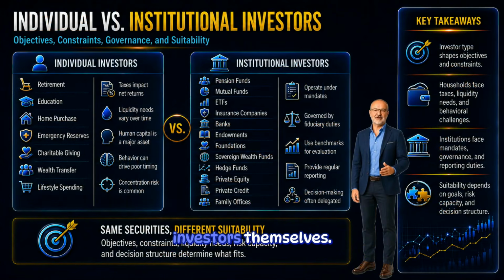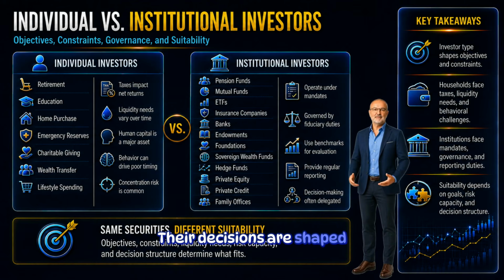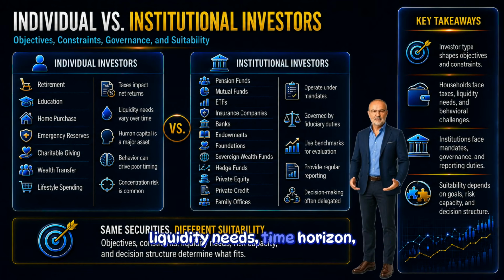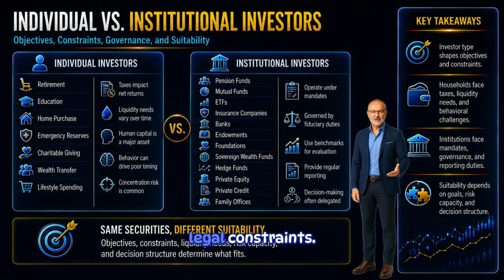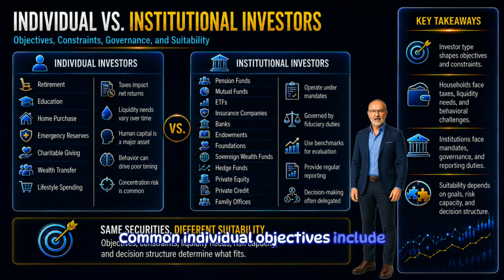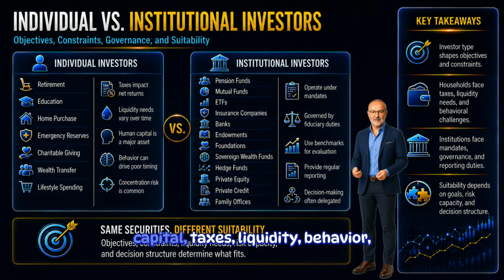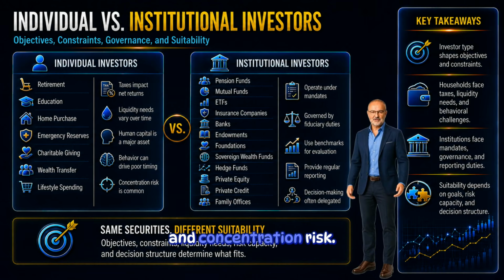Now, let's consider the investors themselves. Individual investors invest on behalf of themselves, their families, or closely held entities. Their decisions are shaped by personal goals, risk tolerance, taxes, employment income, liquidity needs, time horizon, financial knowledge, behavior, and legal constraints. Common individual objectives include retirement funding, education funding, home purchases, emergency reserves, charitable giving, wealth transfer, and lifestyle spending. These goals may have different horizons and risk tolerances. That means a household may need more than one investment pool. Important considerations include human capital, taxes, liquidity, behavior, and concentration risk.